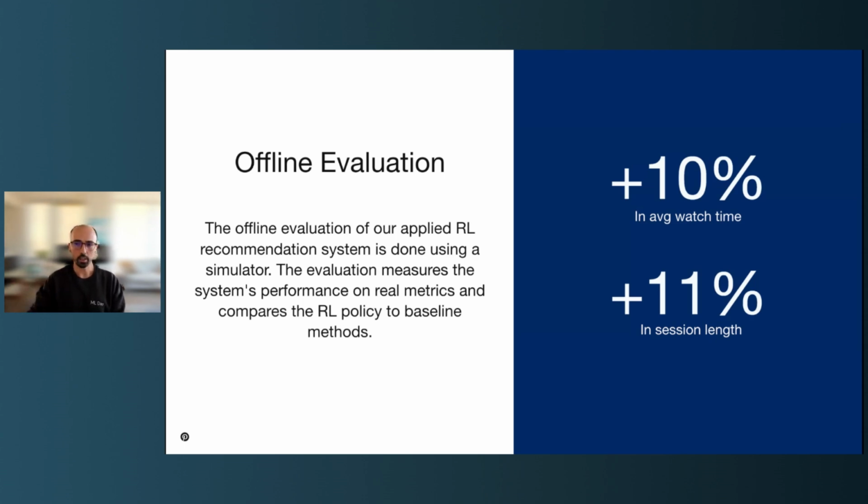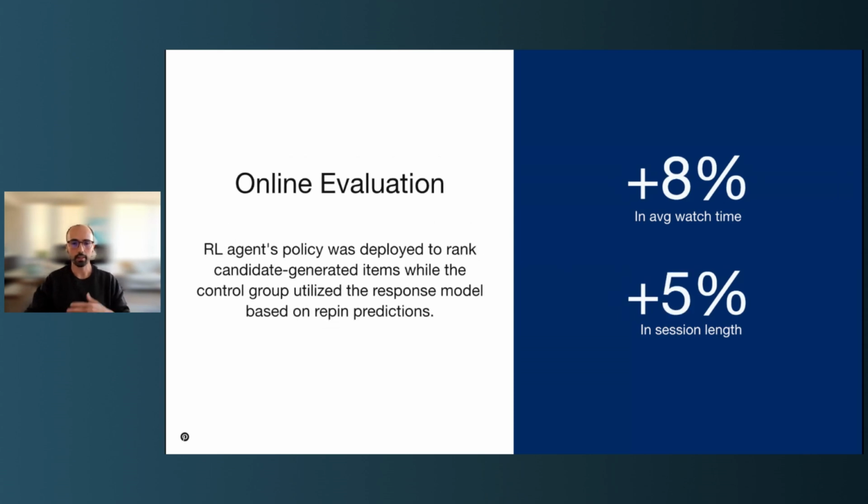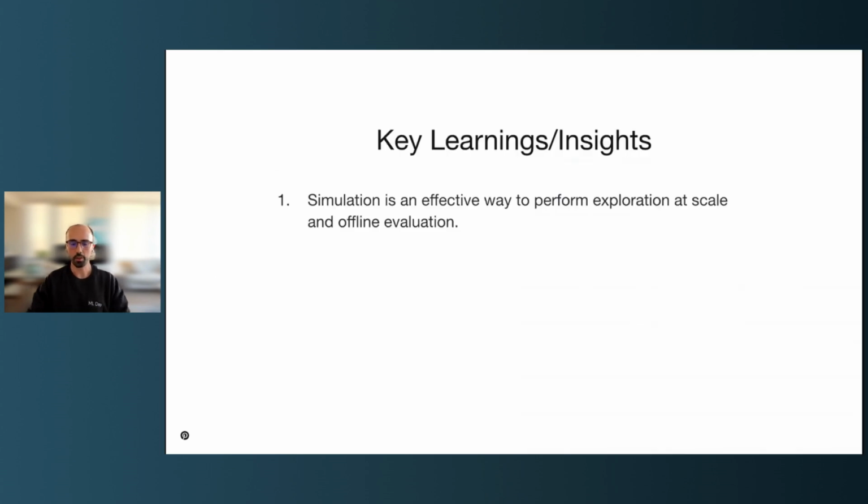Given these positive results, we ended up running it on our online system, and then we saw a slight decrease in those metrics, but it's still directionally correct, where we have plus 8% in watch time and plus 5% in session length. So I thought of sharing with you some of the learnings from this project. One of them is that simulators can be useful for training agents offline and evaluating them.